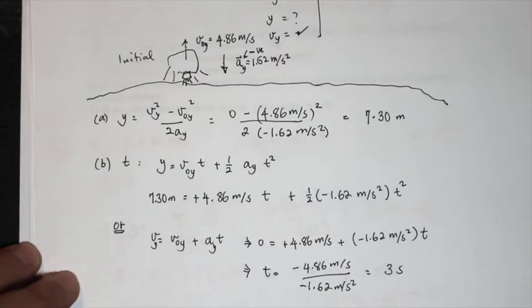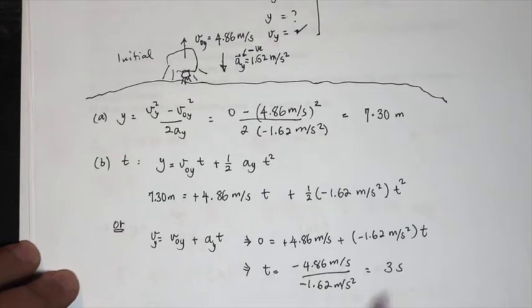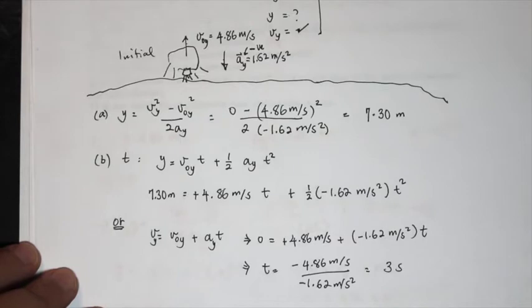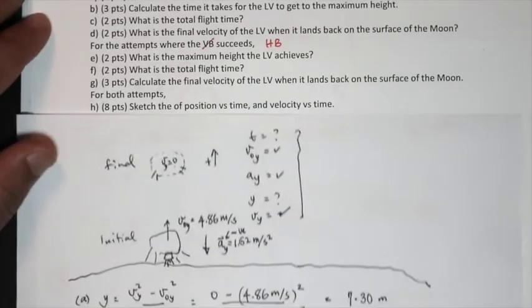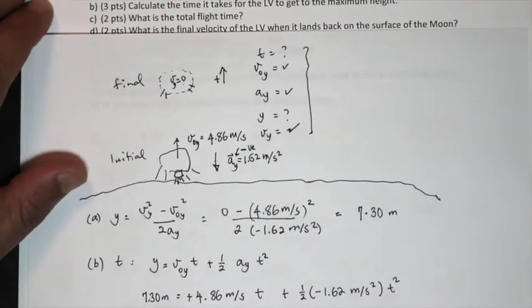Okay? I just subtracted 4.86 from both sides, and then I divided both sides by minus 1.62. So I got t to be 3 seconds. And then part C is asking about the total flight time.